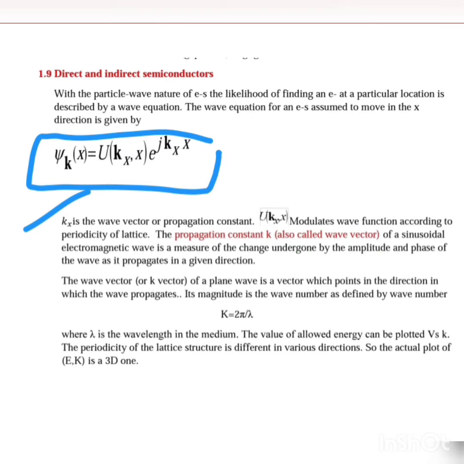The value of allowed energy can be plotted versus k. That means the momentum of the electron can be plotted with x-axis the propagation constant k and y-axis the energy. So energy versus k, or E-k diagram. Energy stands for E and k stands for the momentum. The periodicity of the lattice structure is different in various directions, so the actual plot of E-k is a three-dimensional one.